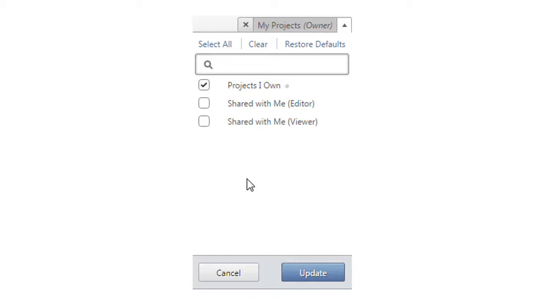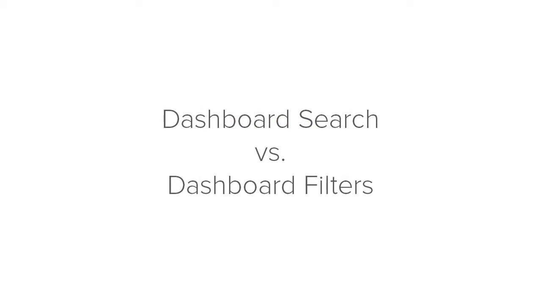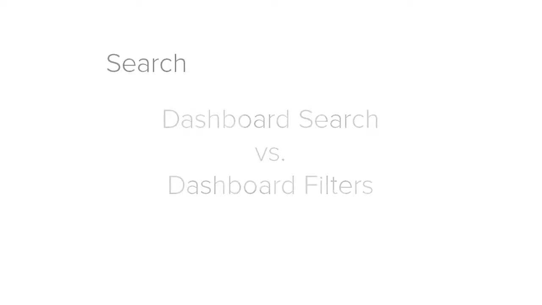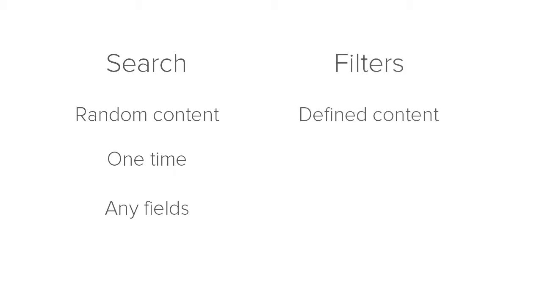Let's take a look at the My Projects filter. It's a dynamic dashboard filter that contains a default list of values that you cannot change. However, you can choose whether the My Projects filter is applied and which values are selected by default. The dashboard search feature also lets you find projects. So what's the difference between using search and using a filter? The search feature is used on random content, often on a one-time-only basis, to find keywords in any fields in your projects. Filters, however, have defined content and are used frequently to find data in specific fields.